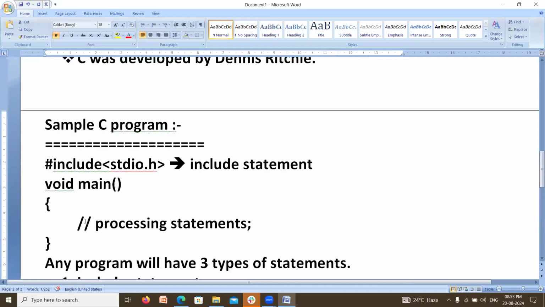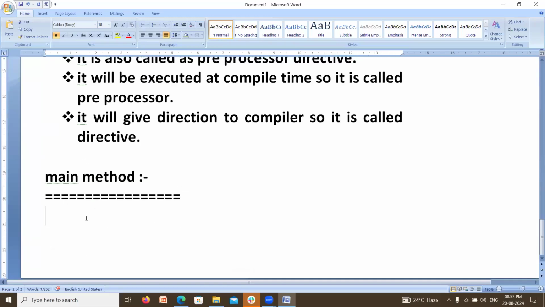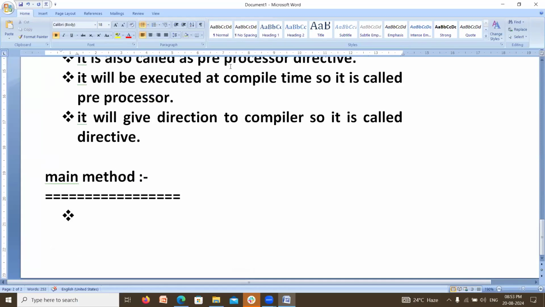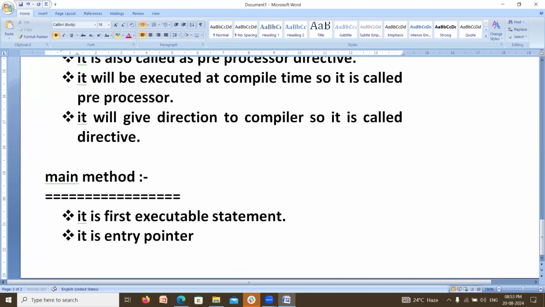So in your program, always start execution from main. So it is the first executable statement. Your program always starts execution from here. So it is the first executable statement. It is the entry point of our program.